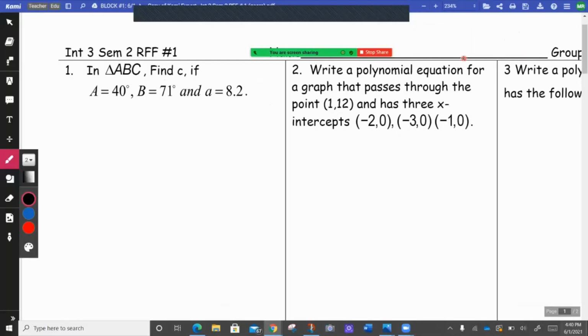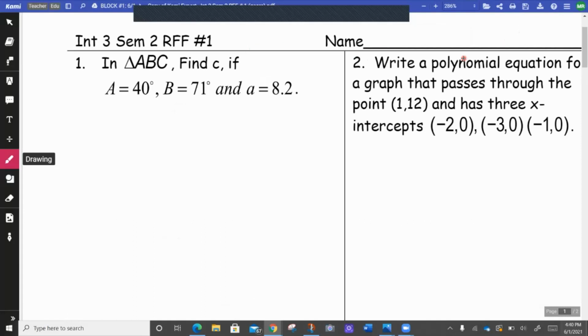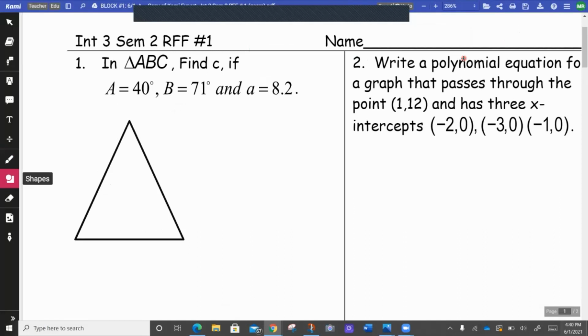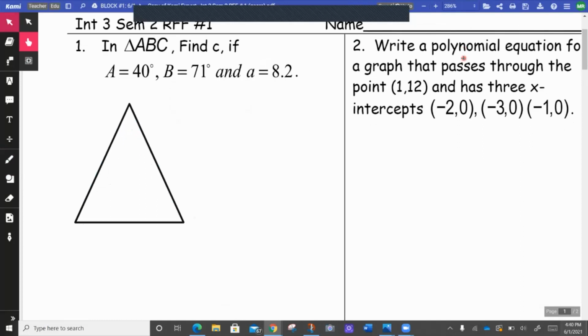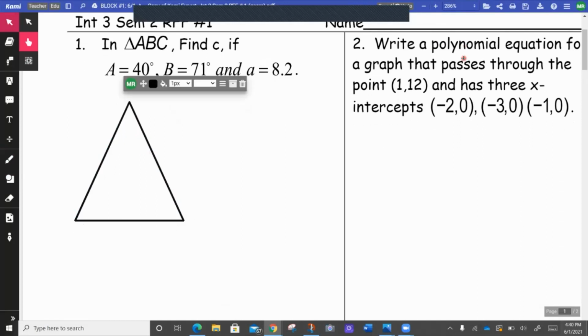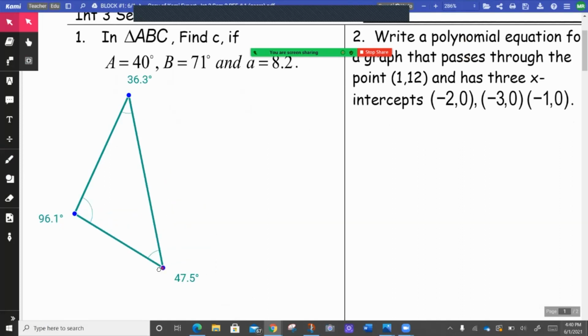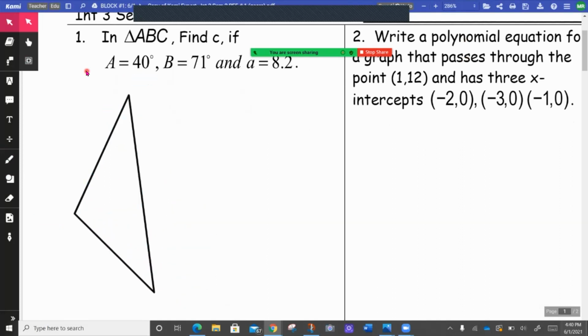So this video is on second semester RFF number 1 review. It's the one with the gears on it. So I'm just going to draw a triangle. And I'll just adjust it because it's not necessarily isosceles, so I don't want to make it look like it's isosceles.